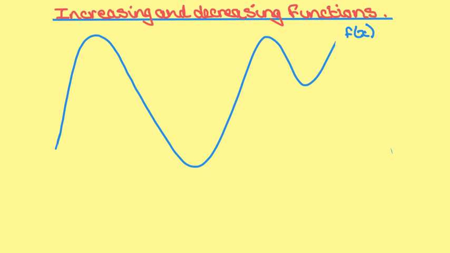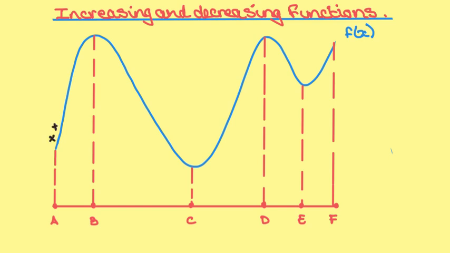I've split the function up into 5 distinct parts. The part from A to B, as you can see, is an increasing function. The value of the function is getting larger and larger. This means that between A and B, the gradient is always positive. So there we go, positive, positive, positive, positive, until it gets to part B.